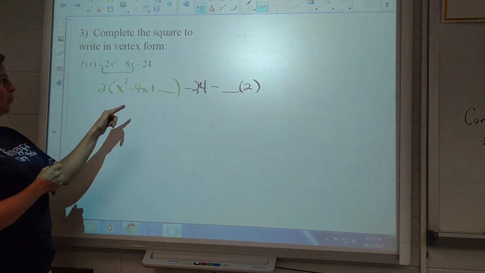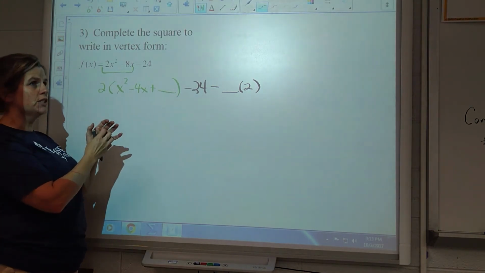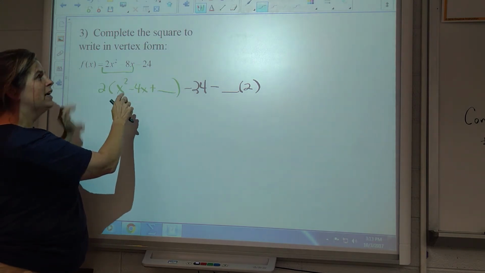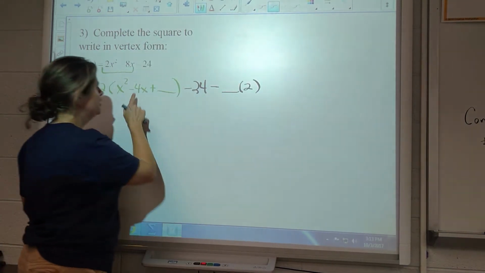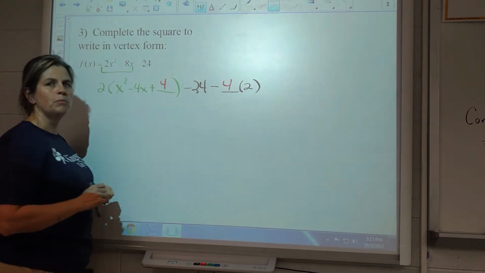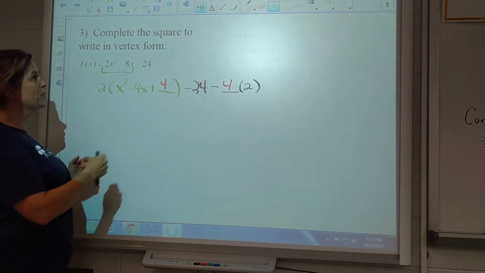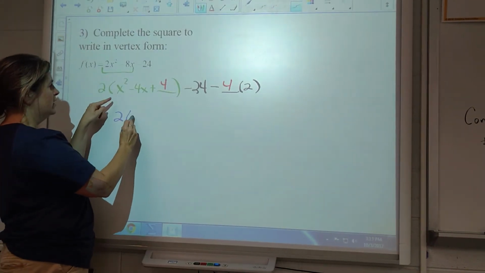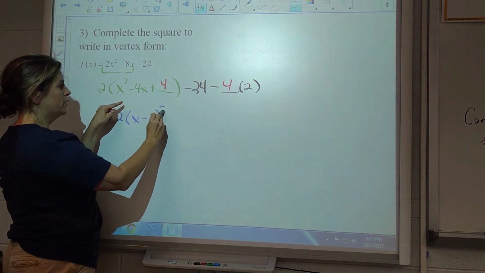Now we just need to decide what goes in the blank. It's just like before, the 2 does not affect that. We look at the x value, half of it, and square it. Half of 4 is 2, 2 squared is 4. That goes in both blanks. Then we simply factor from there, so that gives us x minus 2 quantity squared.